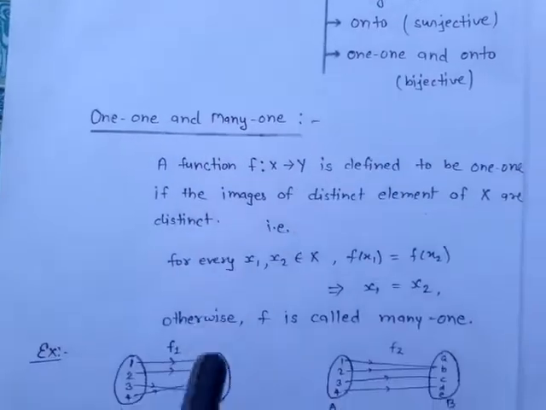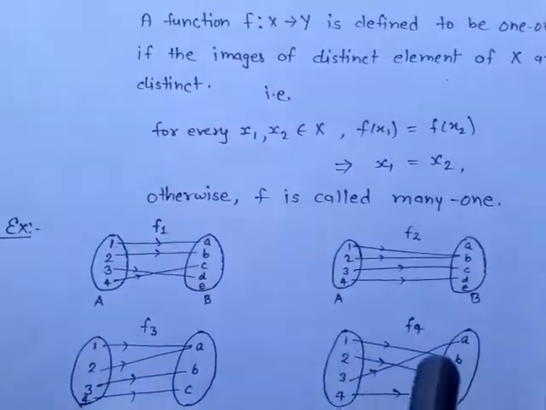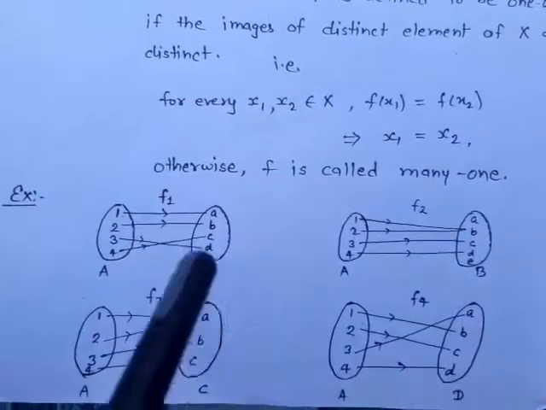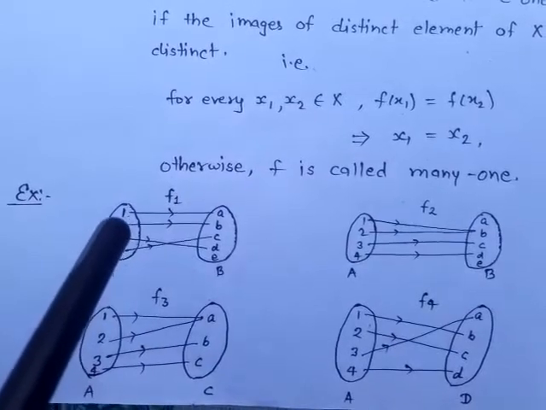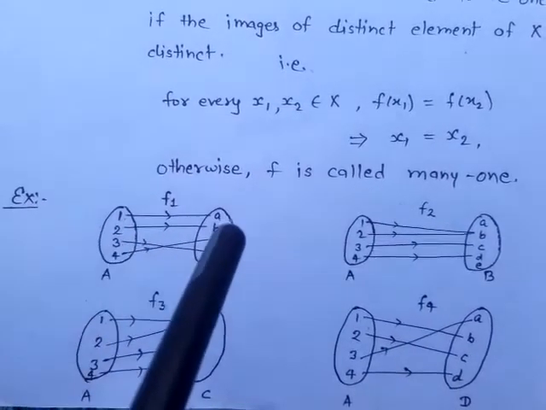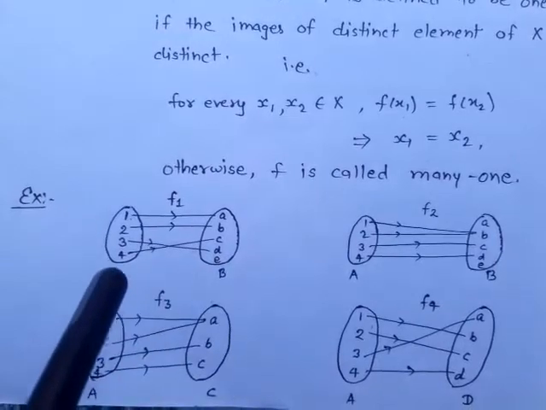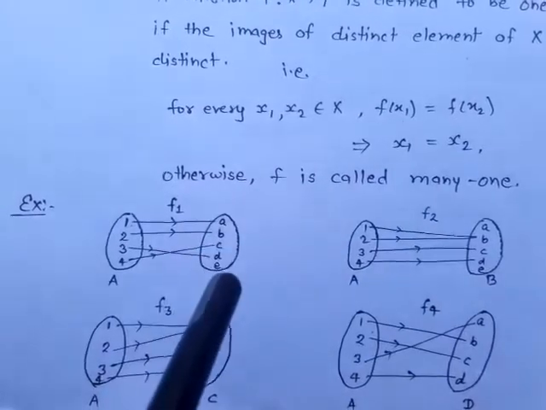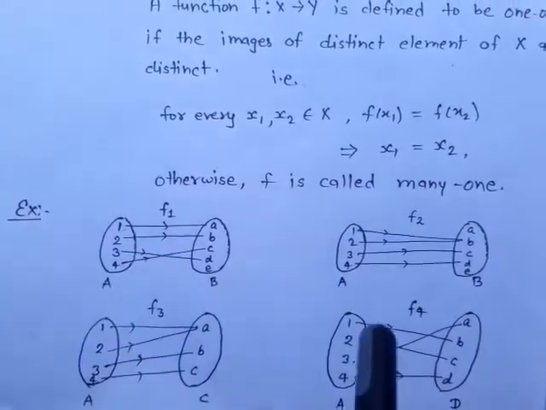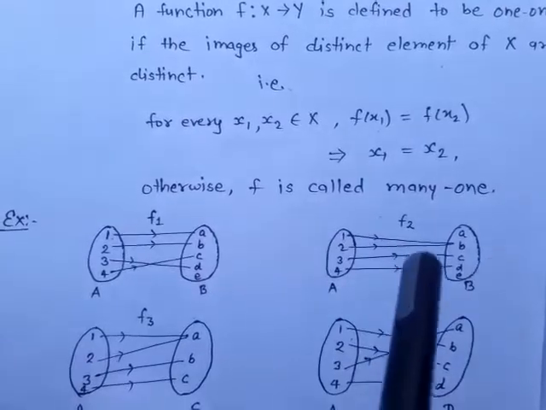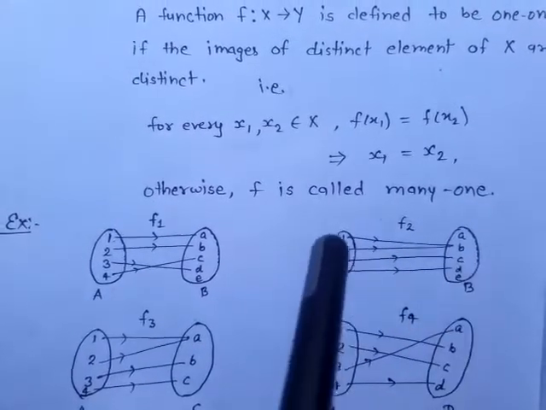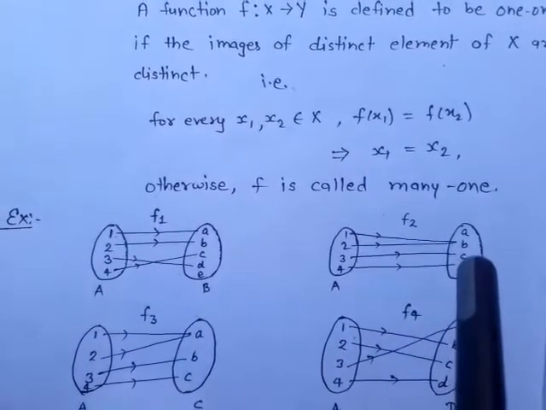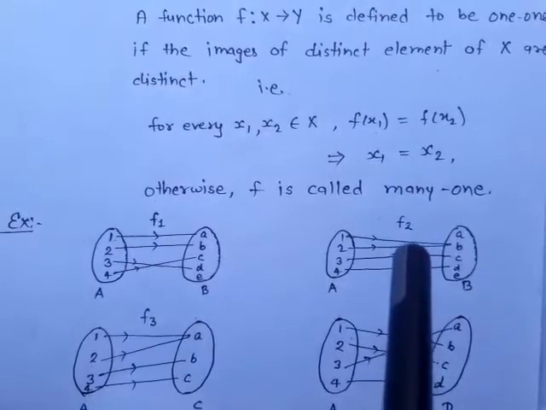Now let's make it clear with examples. Here four examples are given below: f1, f2, f3 and f4. For the first example, image of 1 is A, image of 2 is B, image of 3 is D, image of 4 is C. Each element of X has an image and they are distinct, so f1 is one-one. Second example: image of 1 is B, image of 2 is also B. Every element of X has an image, but two elements 1 and 2 have the same image B, which is not distinct, so f2 is not one-one.